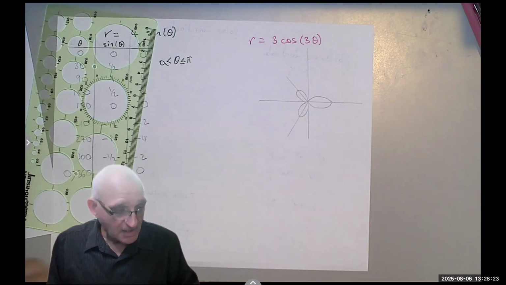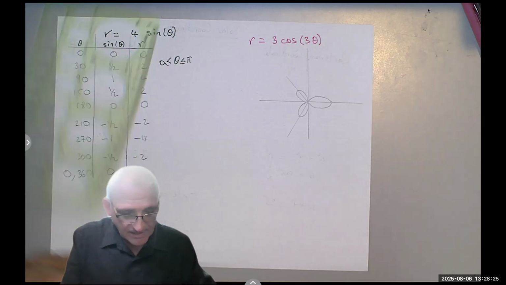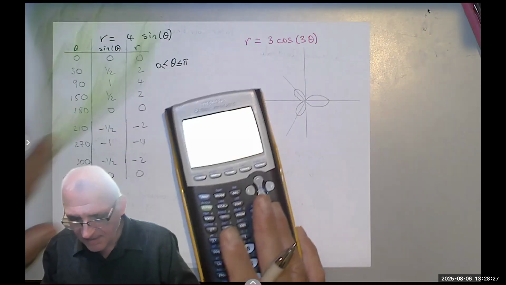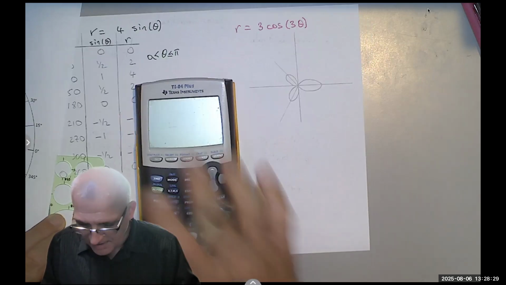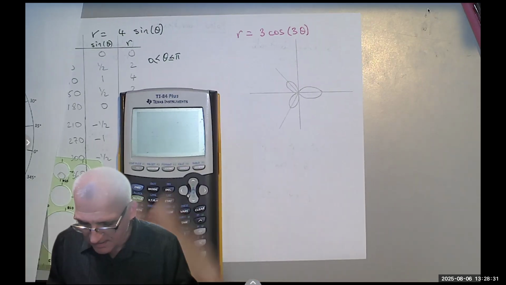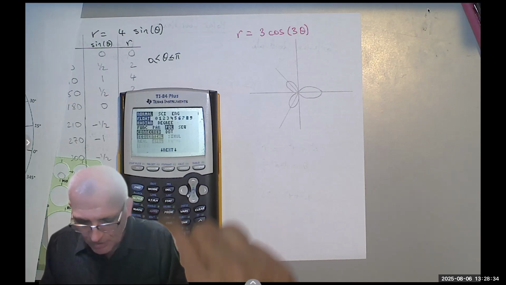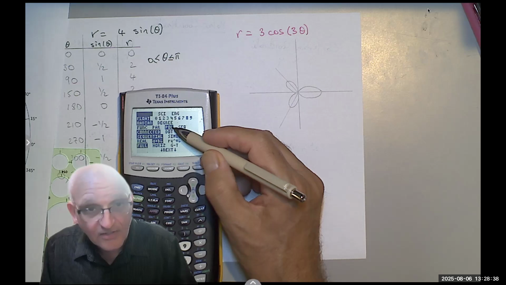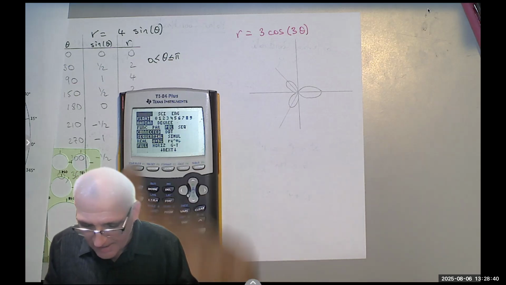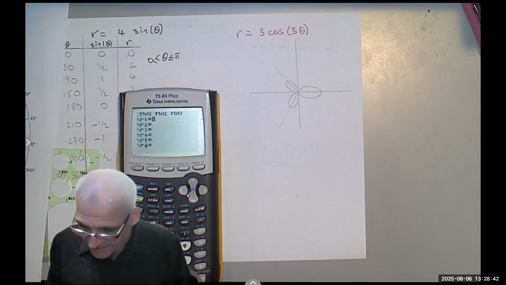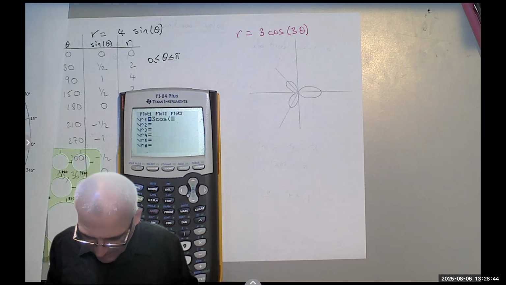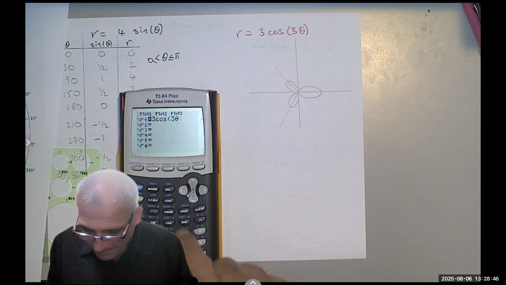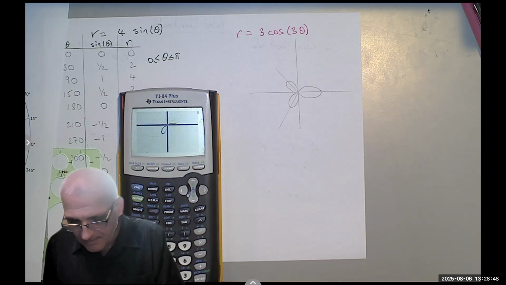But if you draw it, in fact, why don't we do it on a calculator? I think I already put it in radians and polar. Again, you select radian for the degree and polar for the function. Okay, and then you go to y and you plot this 3 cosine 3 theta and graph. See?